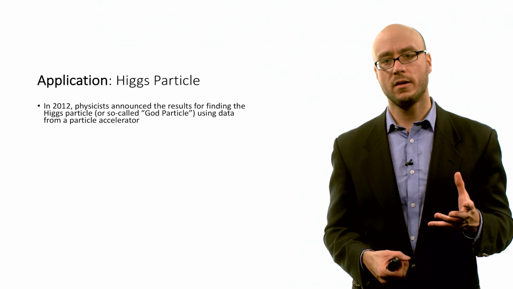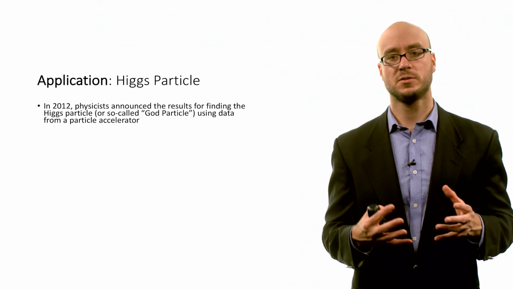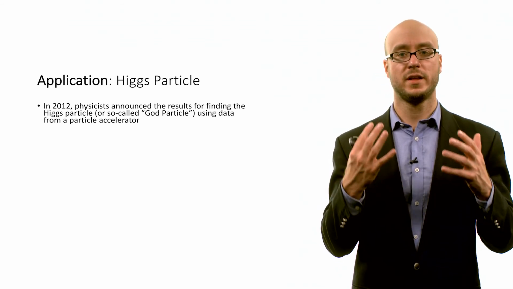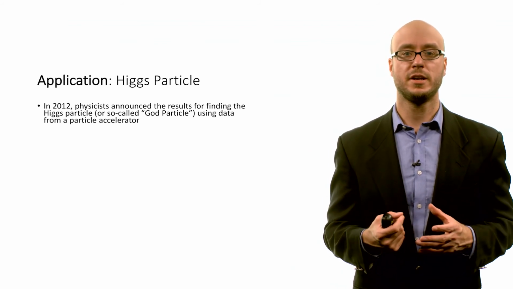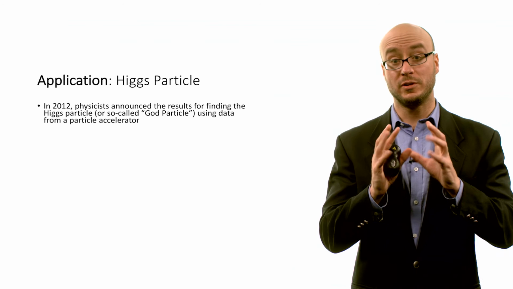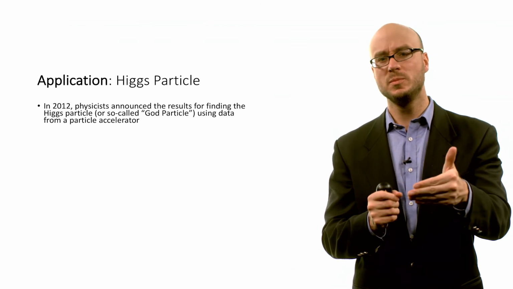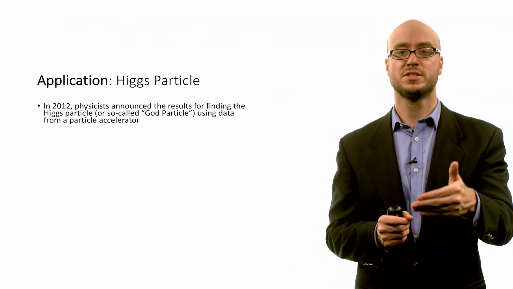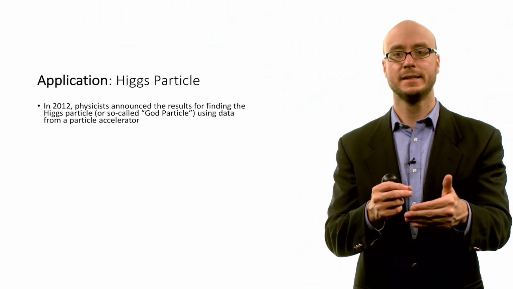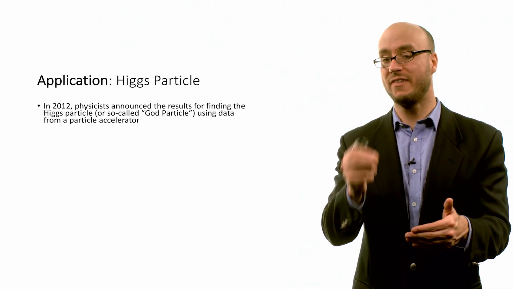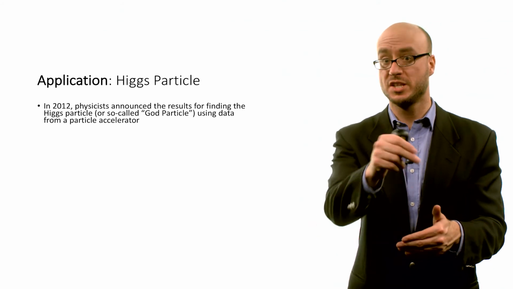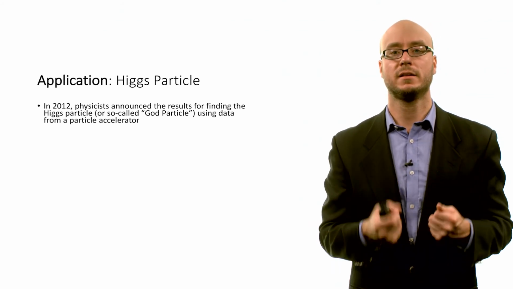So in 2012, physicists announced the results for finding what they called the Higgs particle. They used data from a particle accelerator in Europe, and then they assumed that the particle didn't exist. That was the null hypothesis. They gathered data, and then they calculated the probability of obtaining the data they in fact obtained under the assumption that the particle doesn't exist. And so they calculated a p-value.